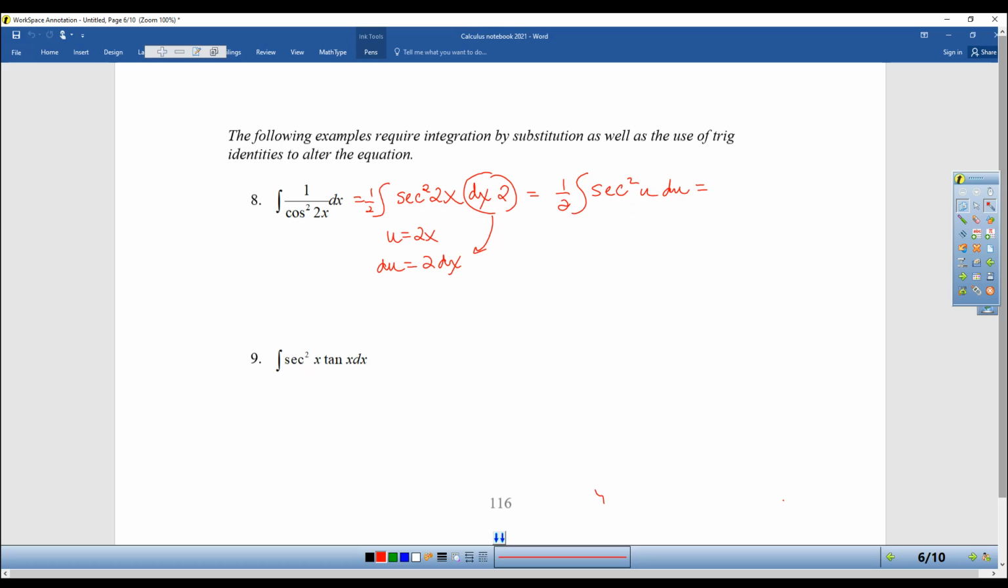Look on your chart, or hopefully you just know it backwards. The 1/2 stays, the integral and the du go away, and the integral of secant squared is tangent of u. Make sure you put the u back as your final step: tangent of 2x plus c.